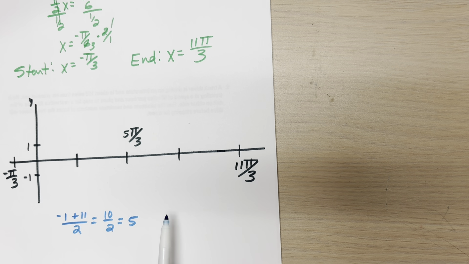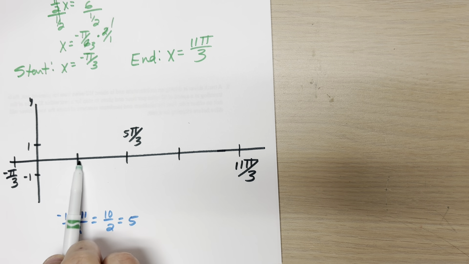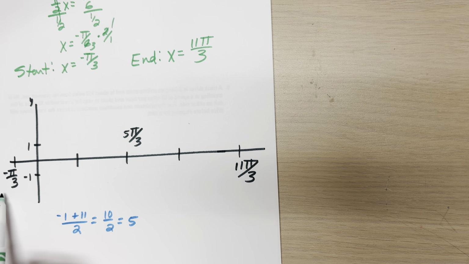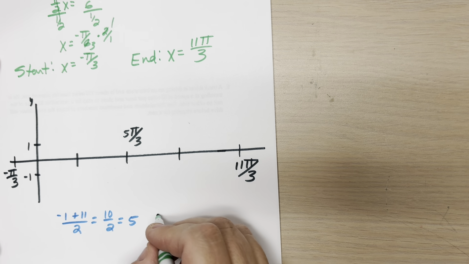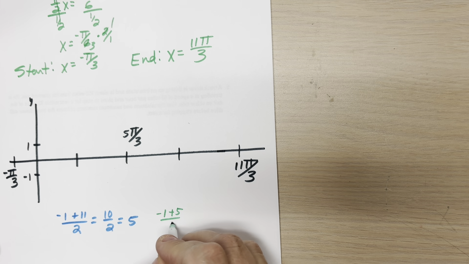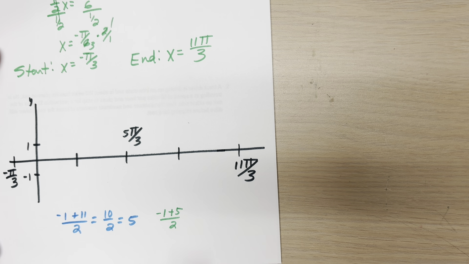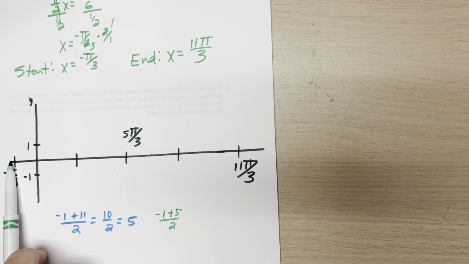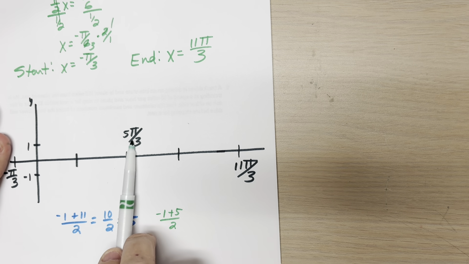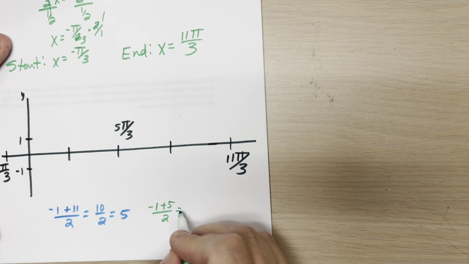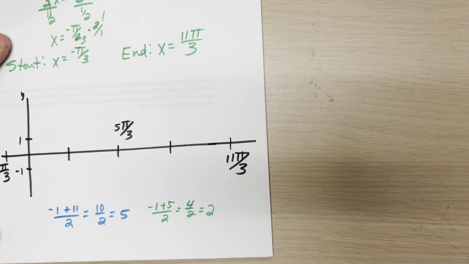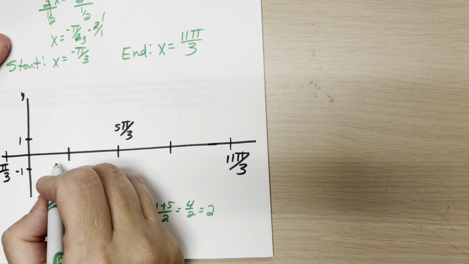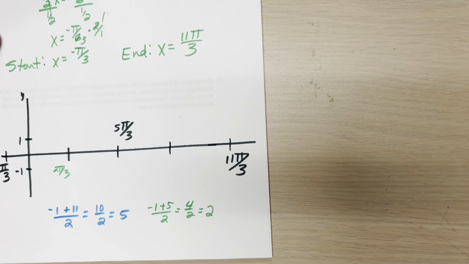Okay, next I'm going to look at this second point on our graph. So I'm going to look at negative 1 plus 5 and then divide it by 2 because that's the midpoint. That's what I'm looking for. Notice it's not the midpoint from 0 to 5 pi over 3, okay? It's from the start point to the middle point, to the third point. We want the second point. So we've got 4 over 2, which is 2. That means this is 2 pi over 3. All right, 2 pi over 3.